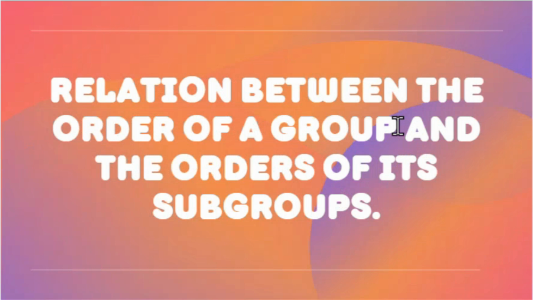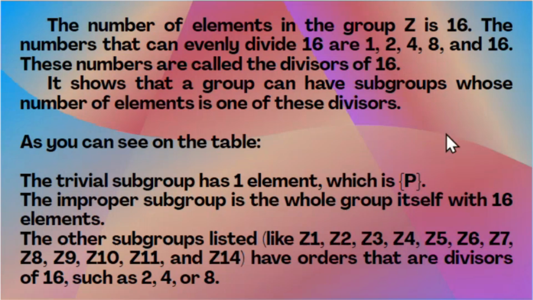So here, the relation between the order of a group and the order of its subgroup. The number of elements in the group Z is 16. And the numbers that can evenly divide 16 are 1, 2, 4, 8, and 16. So we call them our divisors. So it shows that a group can have subgroups whose number of elements is one of these divisors.